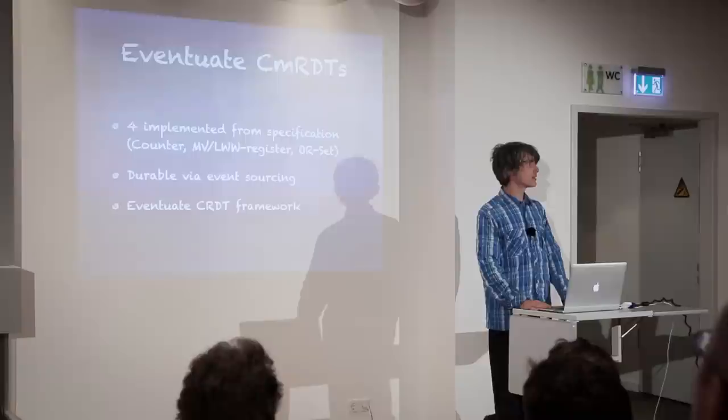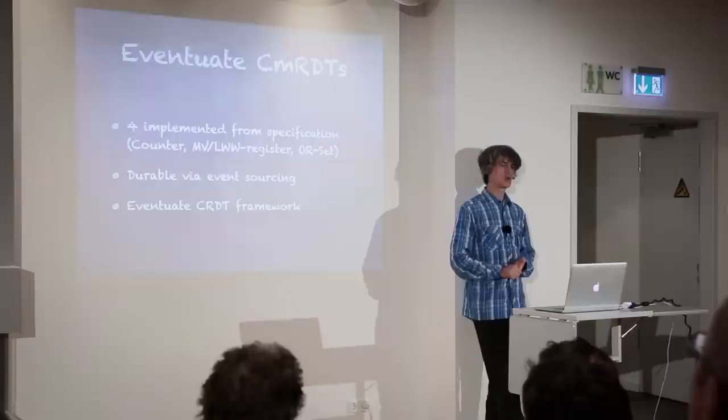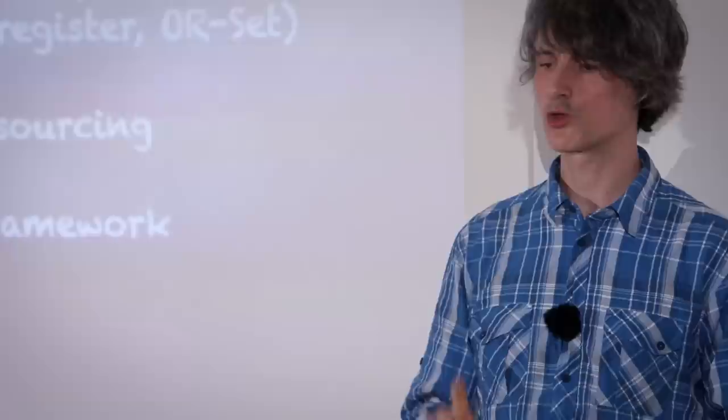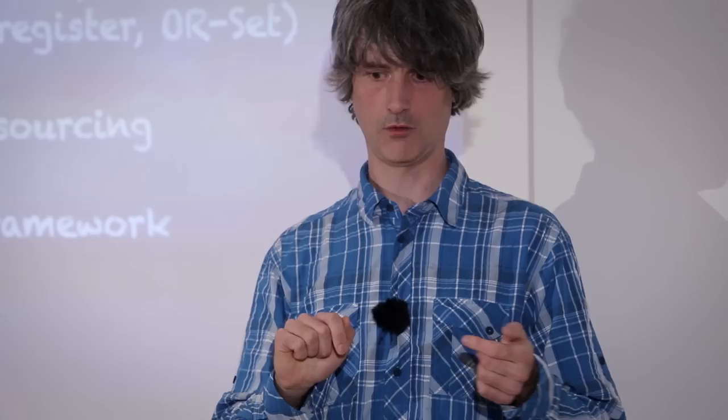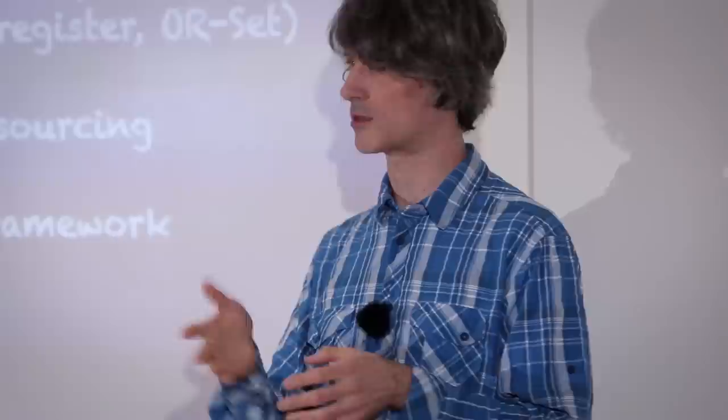Since the latest release, Eventuate operation-based CRDTs are no longer experimental, but there are currently only 4 CRDTs implemented: a counter, a multi-value register, a last-writer-wins register, and an observed-remove set. These are durable via event sourcing. Here you have event-sourced actors around each CRDT instance, which can be sourced again from the event log if the application has been shut down. And you can even take snapshots of these CRDTs. For example, when you have a large number of updates to a CRDT instance, you can take a snapshot to reduce the recovery times.